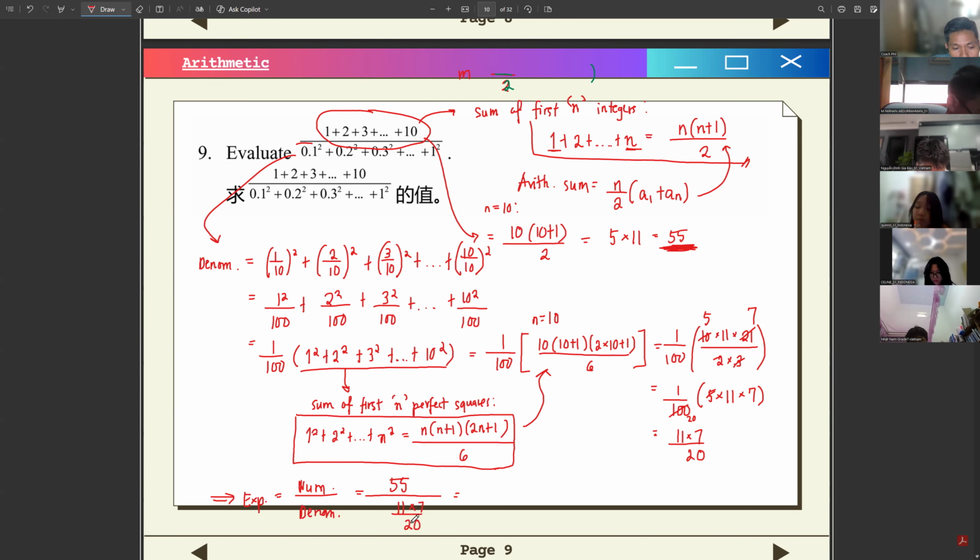So when you're dividing by a fraction, you just do multiplication by its reciprocal. So 20 over 11 times 7. Take note, we can cancel something. 55 over 11 is 5. So we have 5 times 20 over 7, which is 100 over 7. Let me check. Yes, so this is our final answer. Or if you convert this to mixed fraction form, we have 14 and 2 over 7.